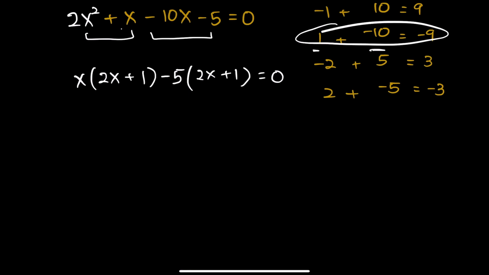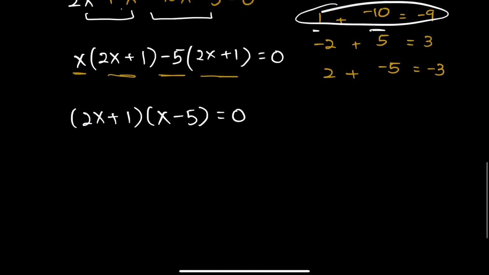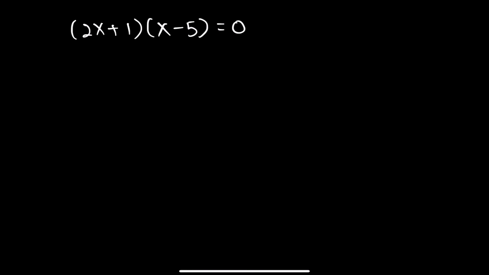So once again, this part and the brackets, they are the same. So we can again factor them out. So we factor out 2x plus 1. And then in the second bracket, we just have x minus 5. Alright, so that's x minus 5 over there. And that's equal to 0. So hopefully you know what to do from here. We just need to cancel out one of the brackets. So let me divide by 2x plus 1. Right, so I'll divide by 2x plus 1.